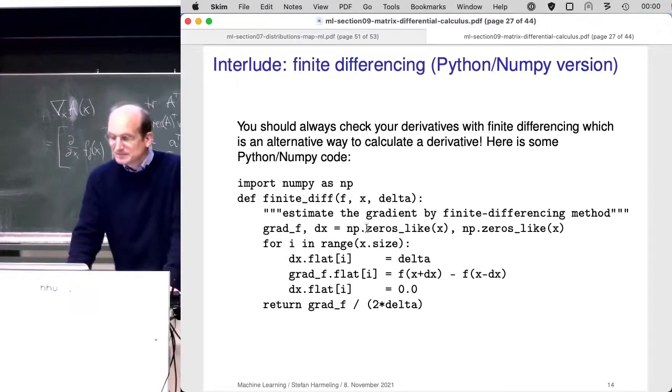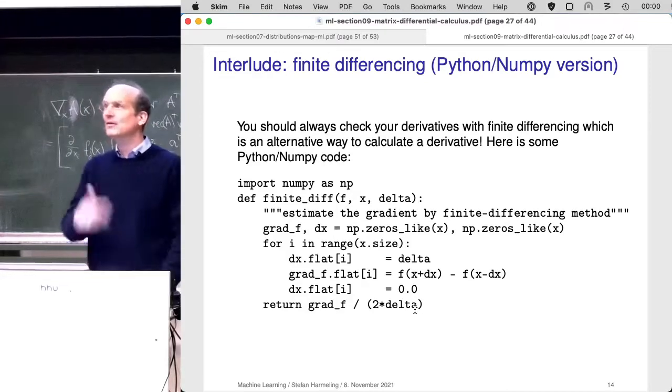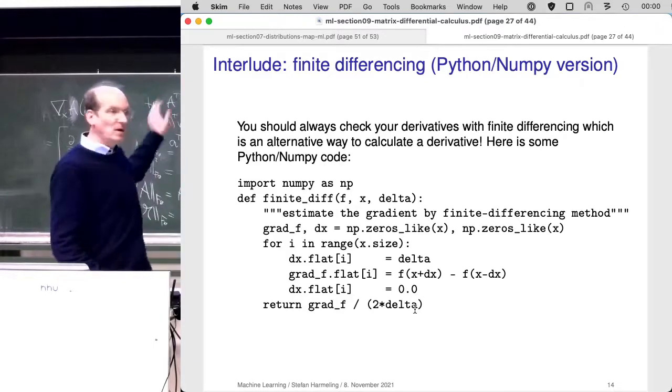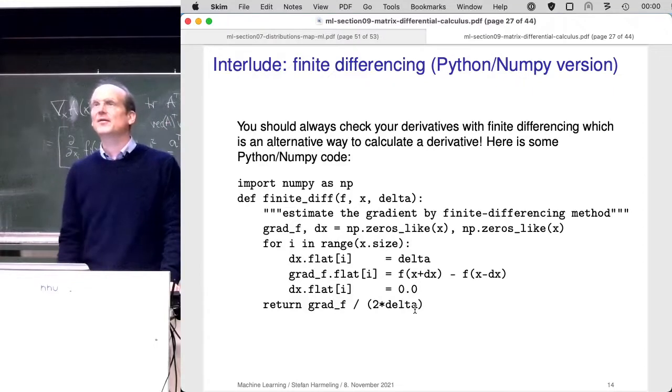The thing is, this recipe is super simple to understand. You can verify that the code is doing the right thing. The code is so simple that you can be sure this is doing the right calculation. These complicated formulas that you derive, you cannot check so easily. That's why this finite differencing method is a nice way to check the derivation that you made by hand.